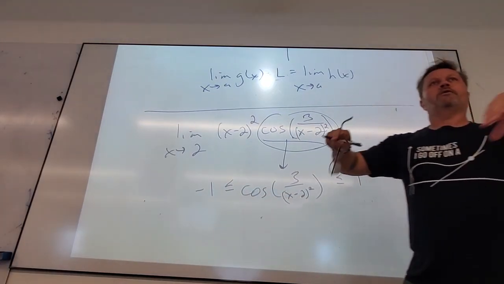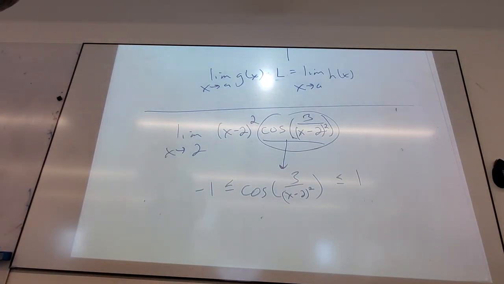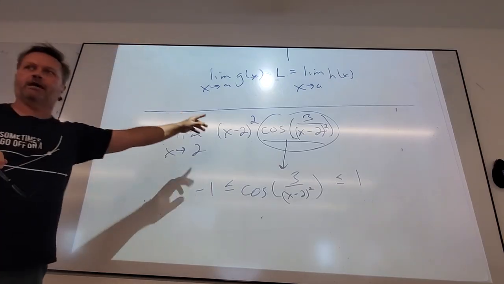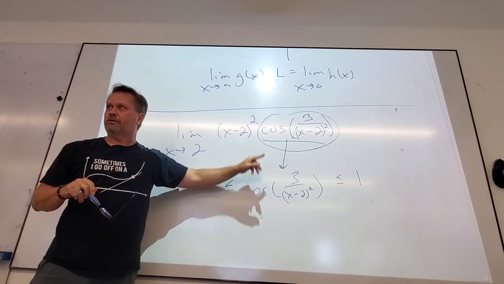Now students sometimes balk at this, like, well, what did you do with the rest of the function? I don't care about the rest of the function. I'm writing a true statement about a part of it. How do I make the middle become the function I have to look at? How do I make this guy become this? What do I have to do?